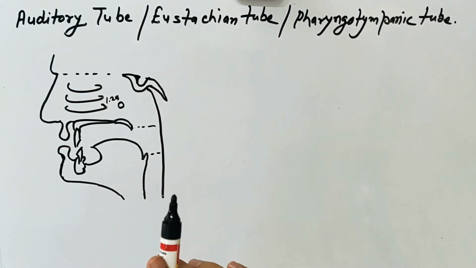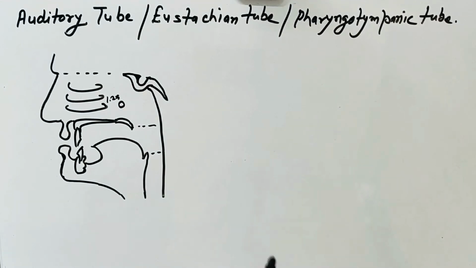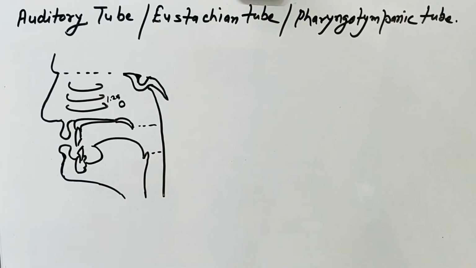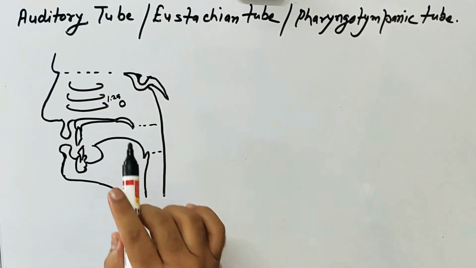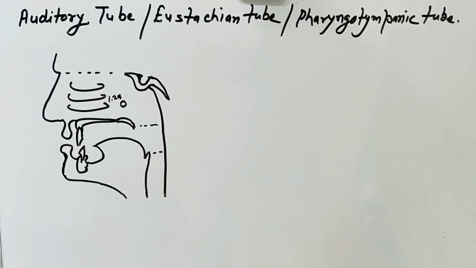This auditory tube or Eustachian tube or pharyngotympanic tube is a mucus lined osseo-cartilaginous tube communicating between the nasopharynx and the middle ear cavity, and it is useful in equalizing the air pressure outside and inside the tympanic membrane.